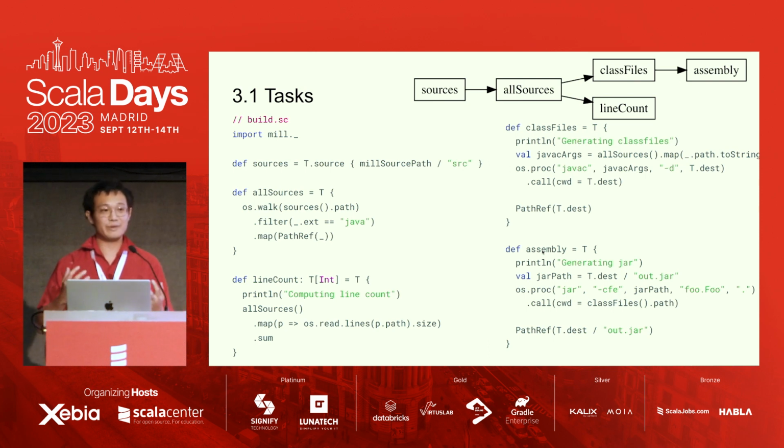And the assumption that Mill makes here is that every task has to list out all its inputs. So for example, allSources takes sources.path and does something with it. lineCount takes allSources, does something with it. We never just look for something on disk and grab it out. We take things using references as inputs, and we return the value. So allSources returns a list of path references. lineCount returns an integer. classFiles and assembly return a path reference to the thing that it computed.